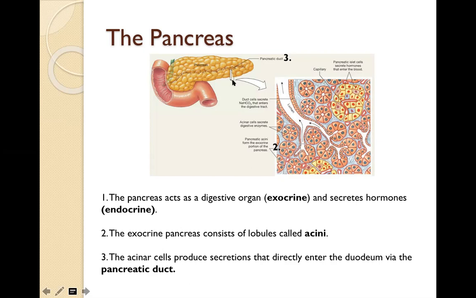So those are the acinar cells. Every part of the exocrine pancreas opens to this ductal system. So this acinar lobule opens up to the ductal system. This one would open up to the ductal system. All of them open up to the ductal system and then go into the small intestine.